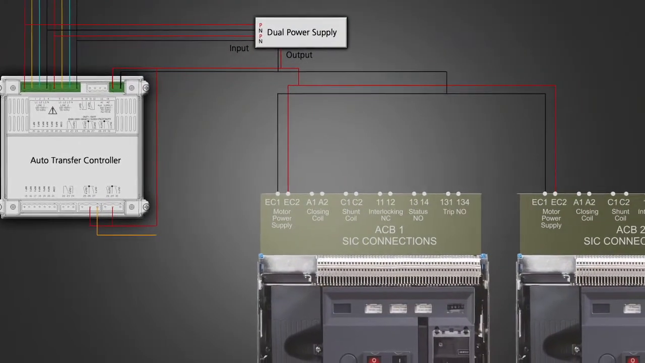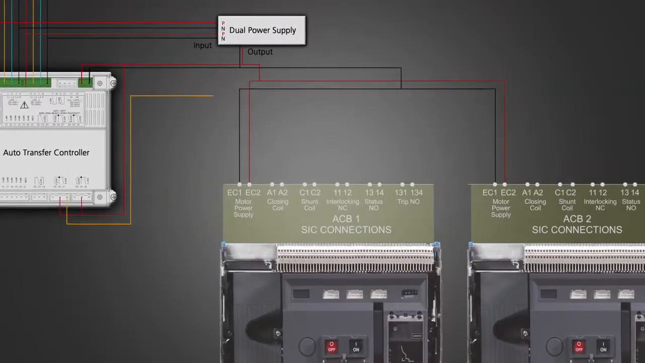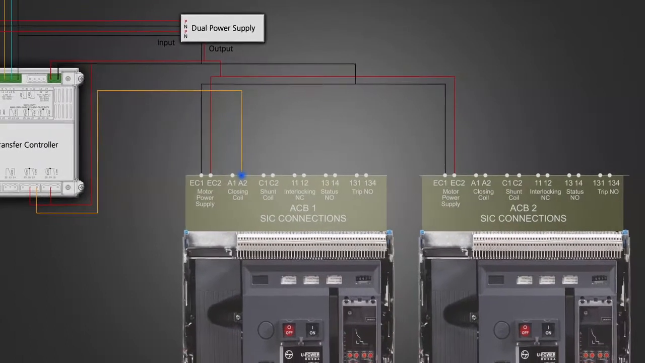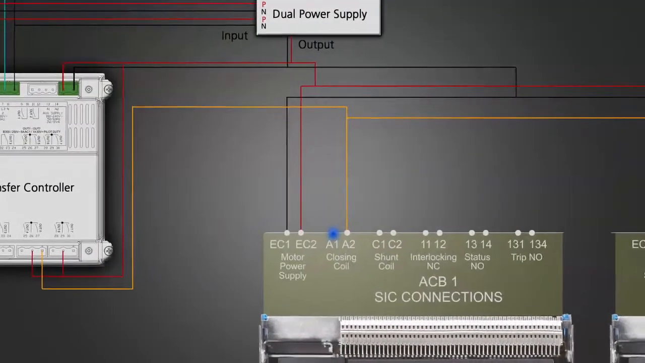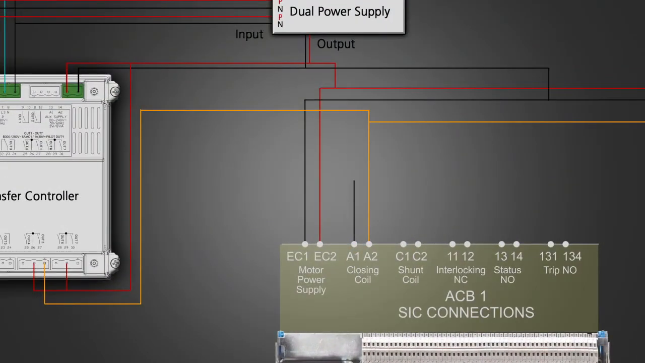Terminal 27 of output 5 of the controller connected to the terminal A2 of the closing coil of ACB1 through NC contact SIC number 11 and 12 of ACB2. The terminal A1 of closing coil of ACB1 connected to neutral.